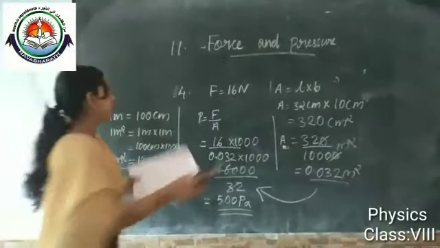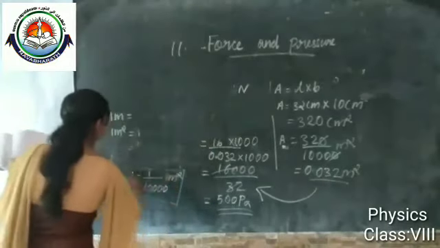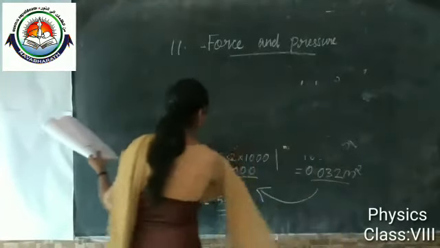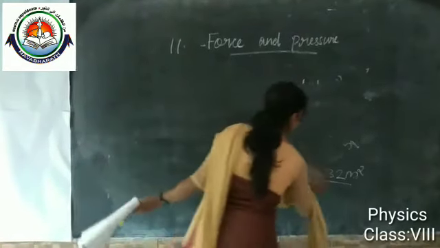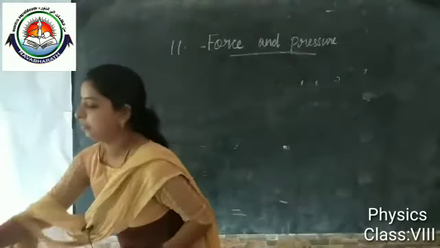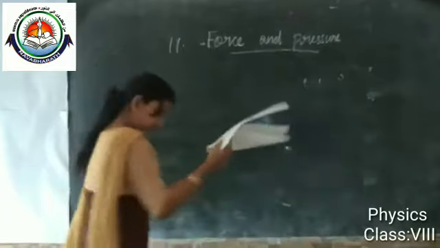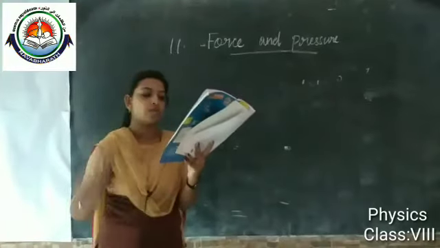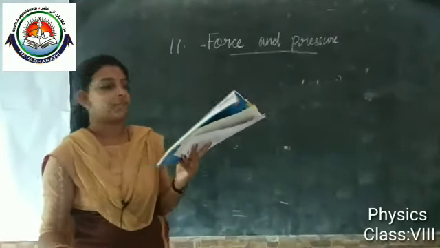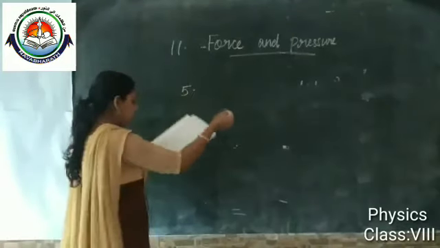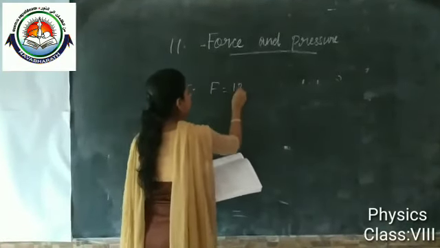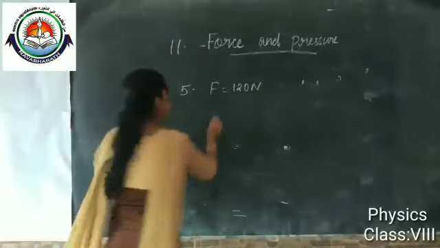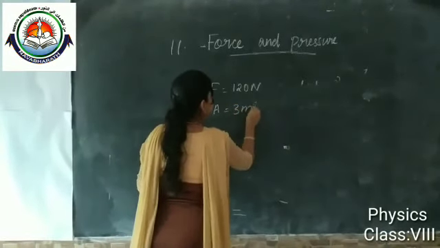Then the last numerical, that is our fifth numerical. Now we can discuss the fifth question. A force of 120 Newton is applied on an object of area 3 meters square. Calculate the pressure. It's very easy. Force is given as 120 Newton and area is equal to 3 meters square.